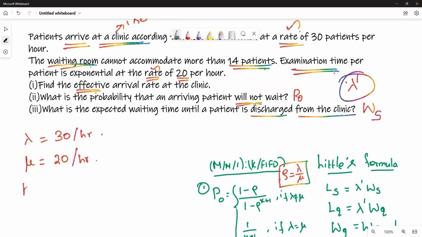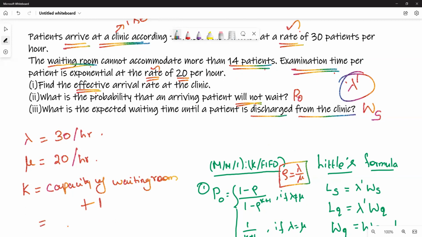What is the capacity of the system? Capacity of the waiting room plus 1 who will be in the service. One patient will be under examination, no? So that 1 patient in the service we also have to include. That is the patient in the service. That is 1.